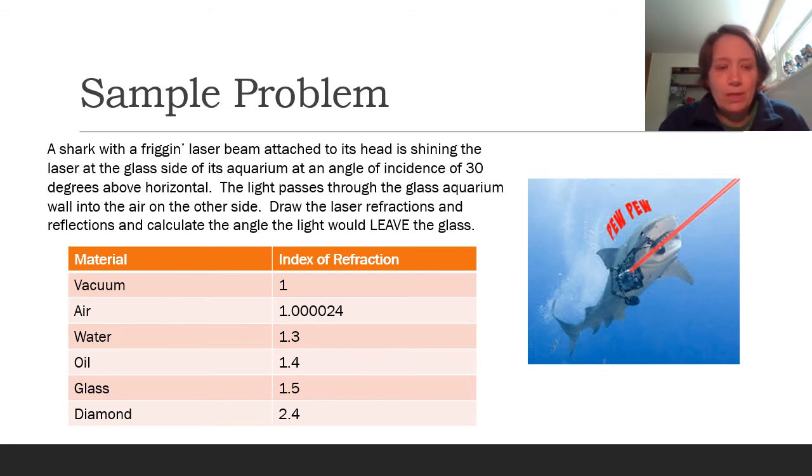So I gave you a couple pieces of information. I gave you this table of materials and index of refraction that you would need to use to solve the problem. So if you're interested, pause the video here, see if you can draw out a solution and calculate the value, and then you can proceed with the video to check your answers in the next couple slides.